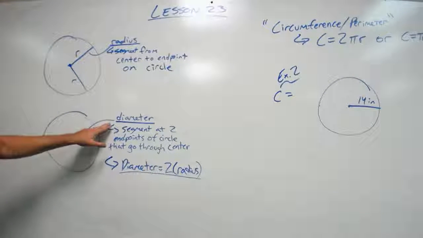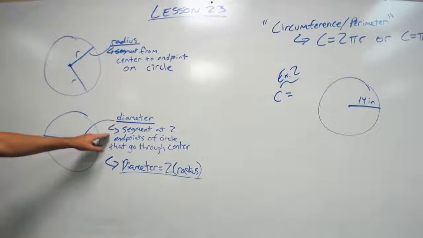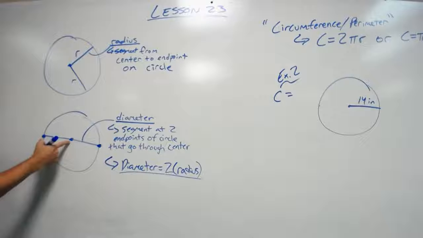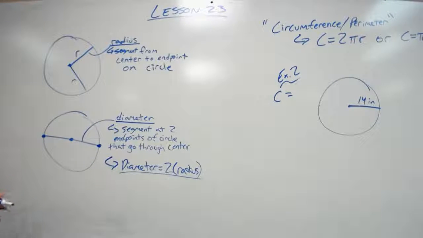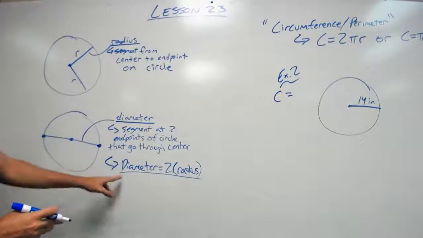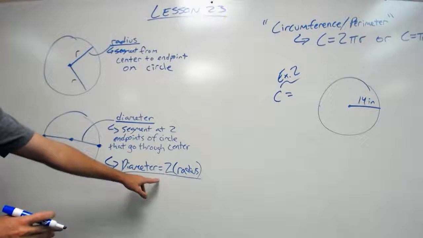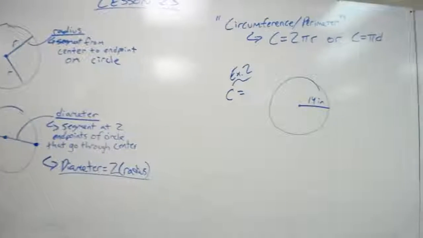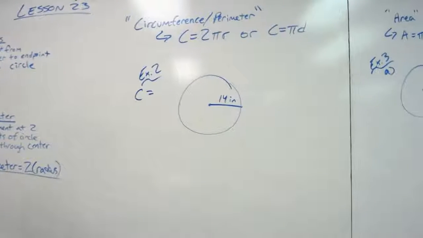A diameter is a line segment with two endpoints on the circle, like so, but it cuts through the center. That's an example of a diameter. What we can conclude from this is that a diameter equals 2 times radius, or 2 radii. Radii is actually the proper word, but 2 radii is equivalent to a diameter. Now let's look at some formulas for a circle.